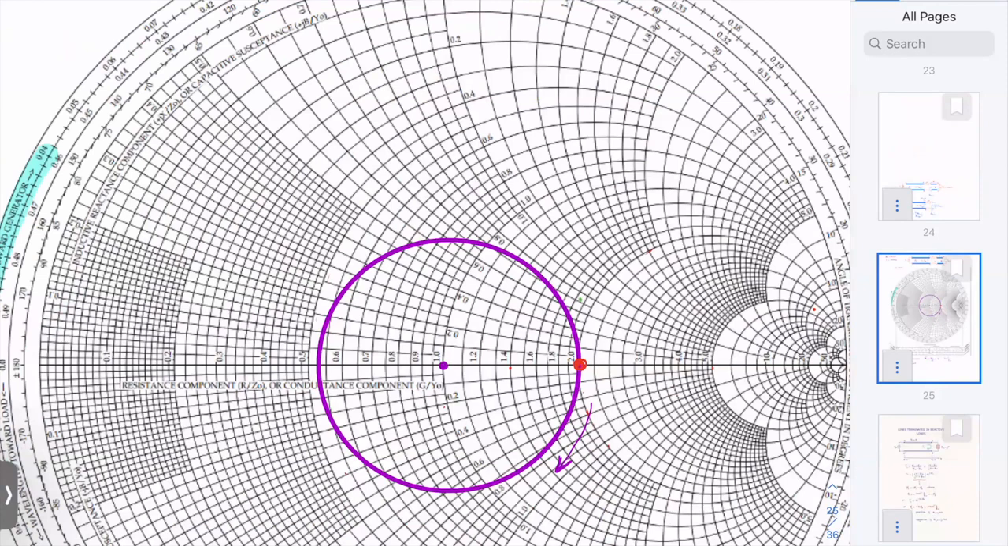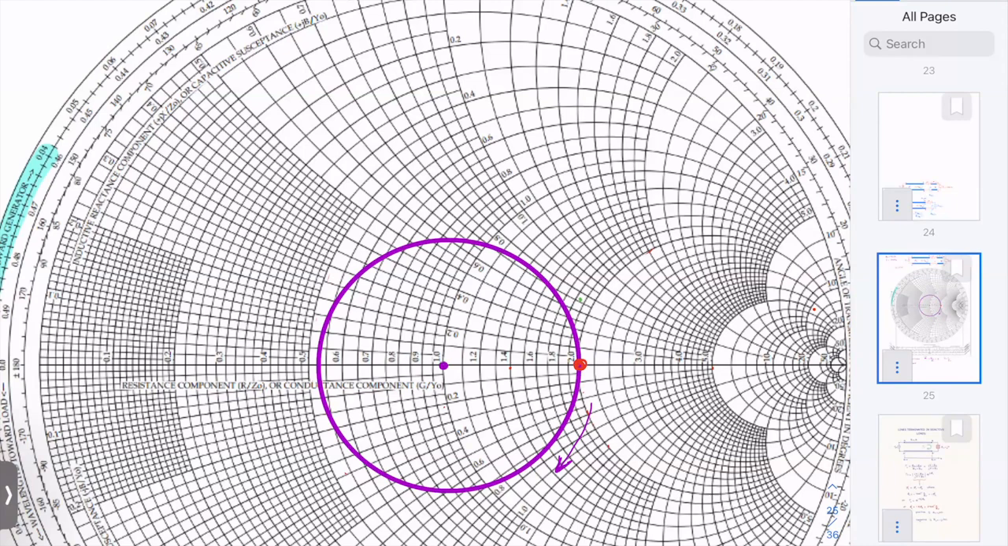So the question is, how do I go there? You cannot go in straight lines on this. You can only go along four circles. One are the resistive circles. Two are these ones, which are the positive reactive. Three are these ones, which are the negative reactive. And four are these ones, which are transmission lines.